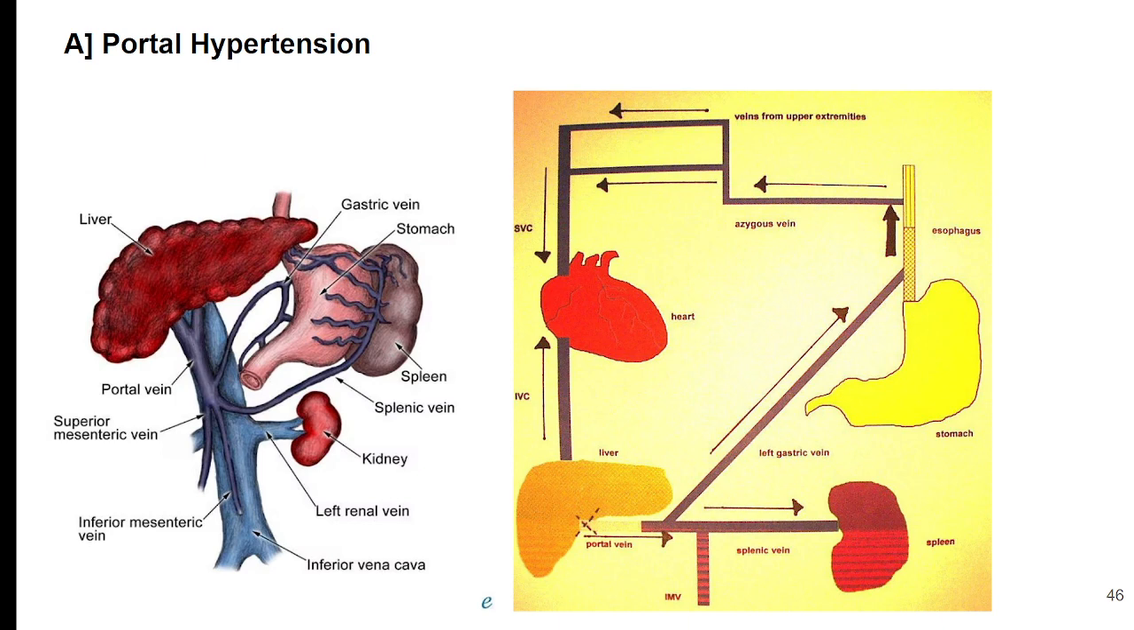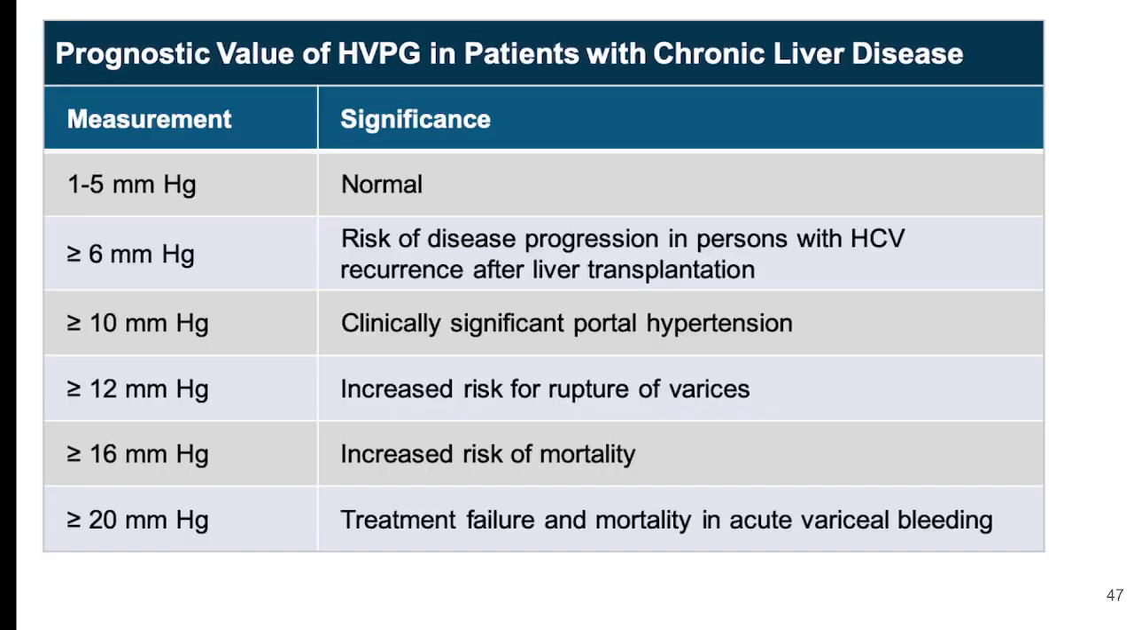And the dynamics of the portal circulation is such that the pressure in the portal vessel is slightly more than that of the systemic pressure, and hence the blood will flow from the portal system to the venous system. So there is always a pressure gradient, and the pressure gradient is around 3 to 4 millimeters of mercury, or 1 to 5 millimeters of mercury.